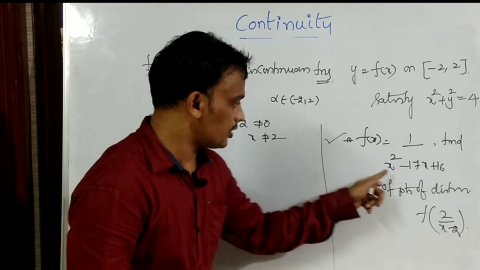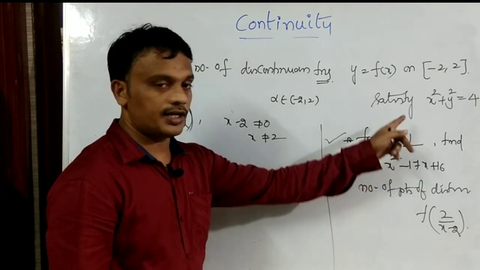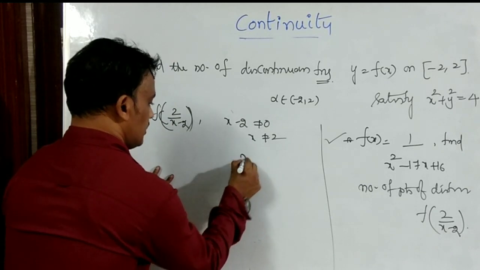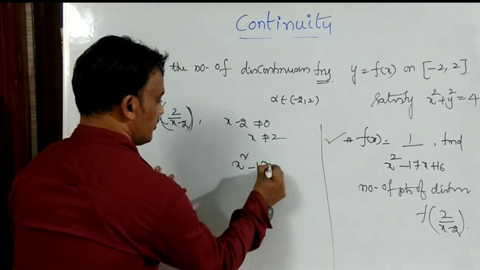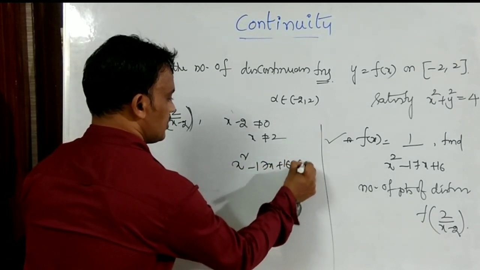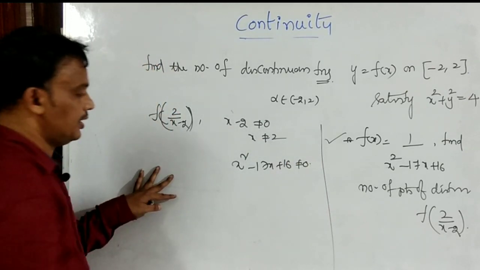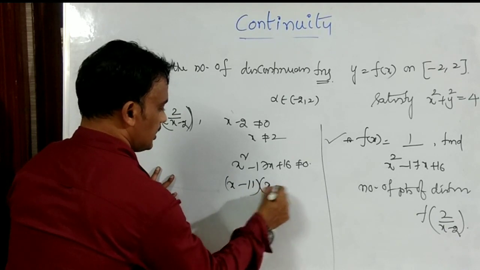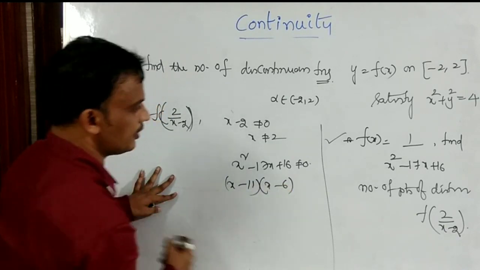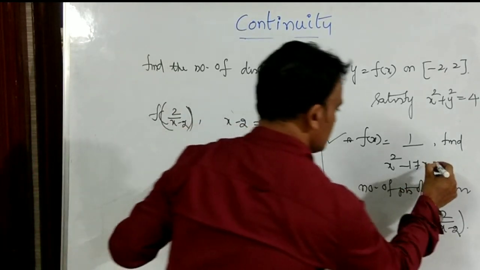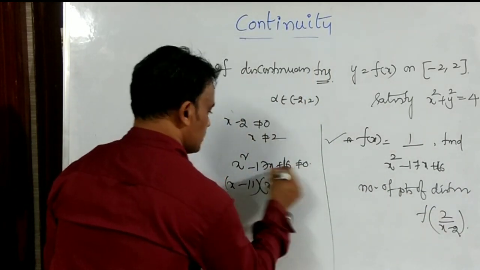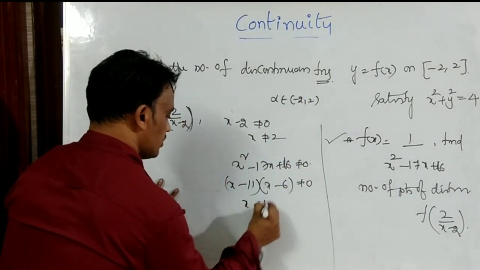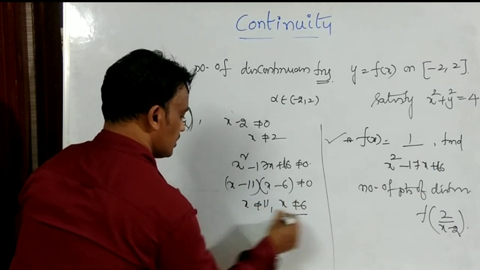Coming to this one, f(x) is a rational function. The denominator should not equal 0, so x square minus 17x plus 16 is not equal to 0. This is x minus 11 into x minus 6, which is not equal to 0. So x is not equal to 11 and x is not equal to 6.